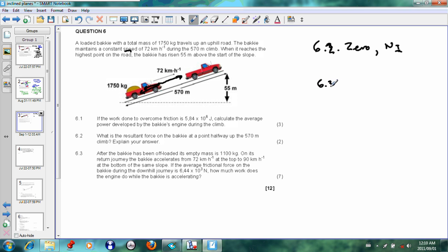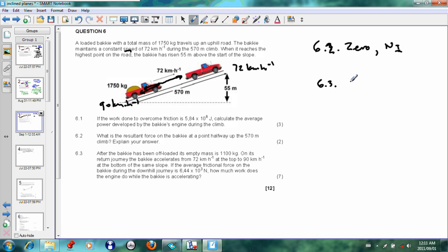6.3, the question is, after the bucket has been offloaded, its empty mass is 1,100 kilograms. On its return journey, the bucket accelerates from 72 kilometers per hour at the top of the slope, to 90 kilometers per hour at the bottom of the slope. If the average frictional force on the bucket during the downhill journey is 6,44 times 10 to the 3, how much work does the engine do while the bucket is accelerating?